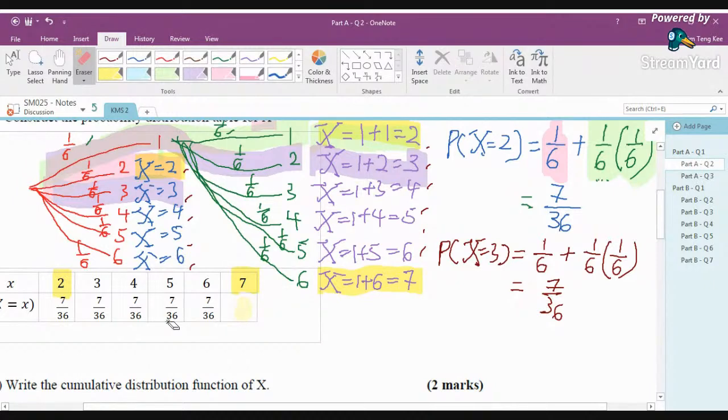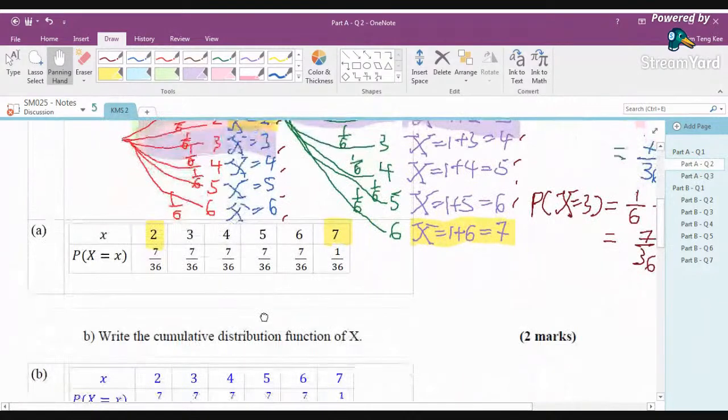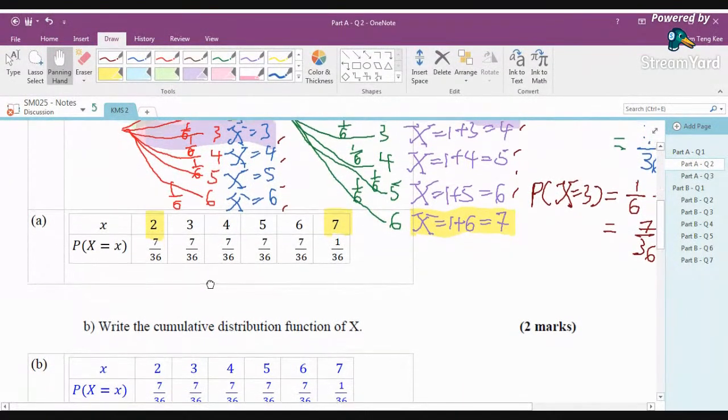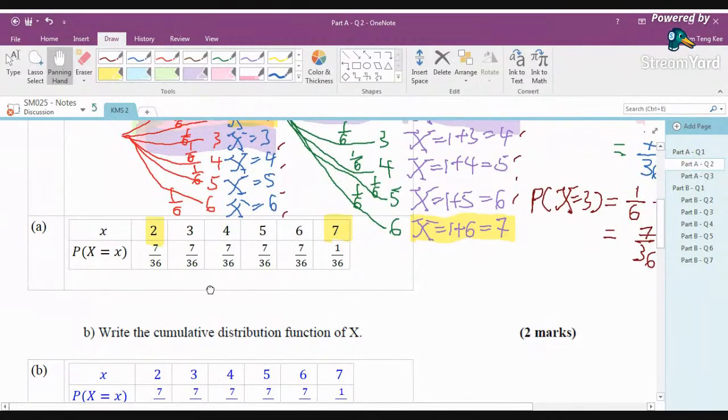Whereas for x equals 7, you only have one path to go through, where you must get 1 first, followed by getting 6. So the probability will be just 1 over 6 multiplied by 1 over 6, and it gives us 1 over 36. And that completes our table. So this will be our probability distribution table.